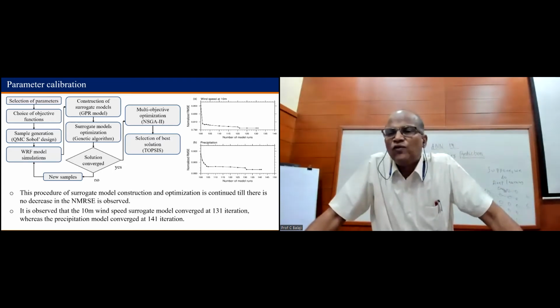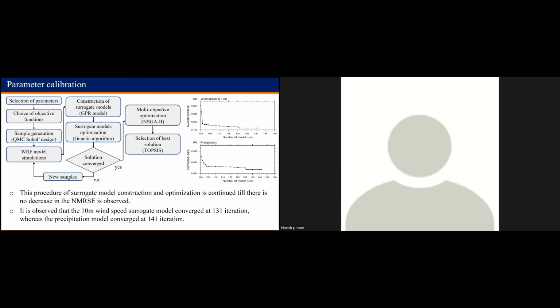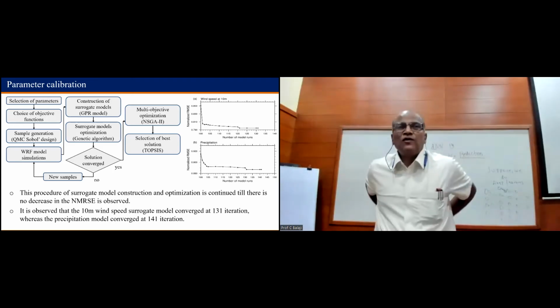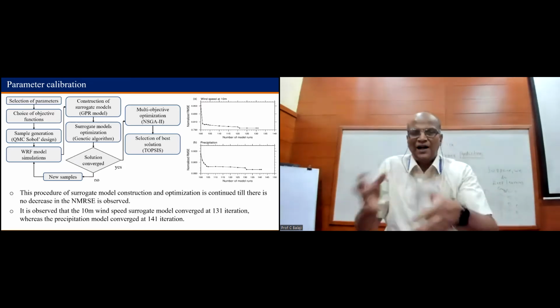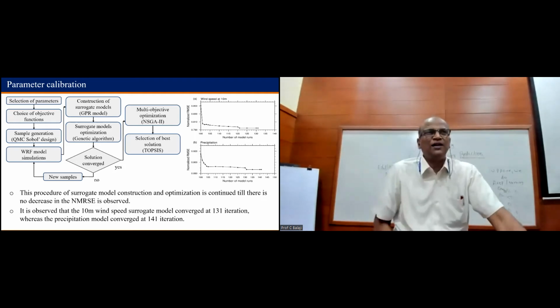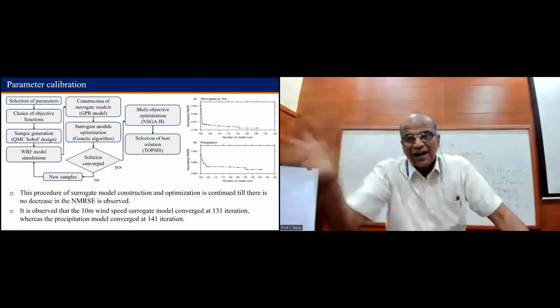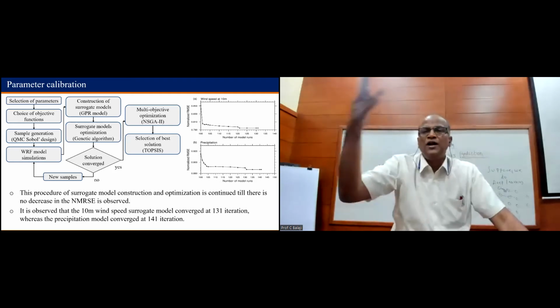Okay. So Baki, from 100 you have to go to another 40, right? Yes, sir. Another 31 for wind speed and another 41 for precipitation. So I hope you understood this. After the output of the GA, we take the new set of calibrated parameters and again run the forward model, the WRF model, and that data is again input.